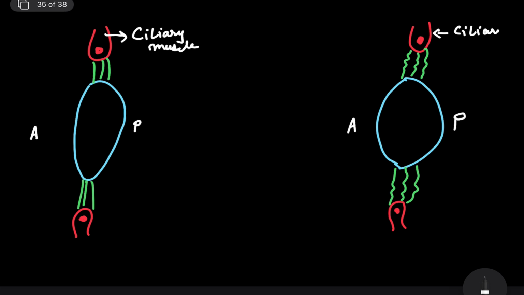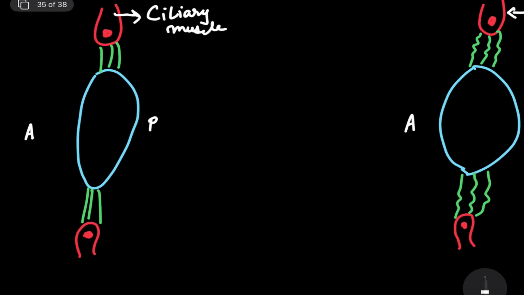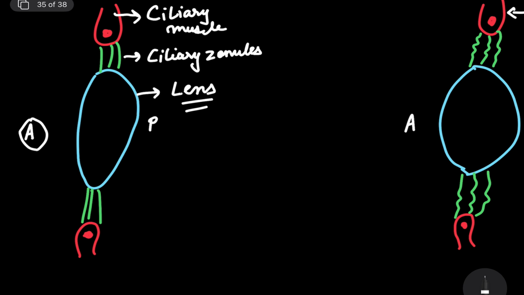Okay. Now, what these thread-like structures are, these green thread-like structures from the ciliary muscle, what are they? We already know what they are. They are ciliary zonules. What is this blue structure? We know this as well. This is the lens. A over here means this is the anterior surface of the lens, and P over here means this is the posterior surface of the lens.